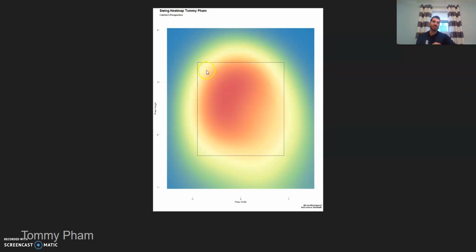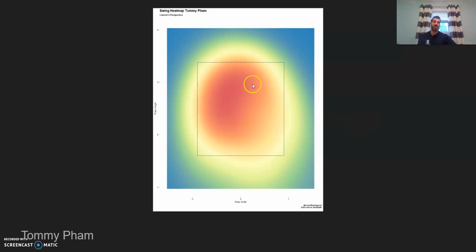In all of these heat maps, this little yellow ring that we're going to see around it all is going to be the 50% mark. So that means that swings inside of that are going to be 50% or more of the time. And outside of that, we're going to see happen 50% or less. So you're going to see that Tommy is swinging at this blue area less than 50% of the time. In this red and orange area, he's swinging at it more than 50% of the time.